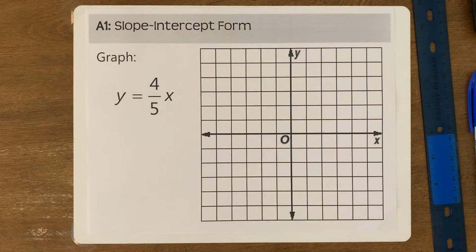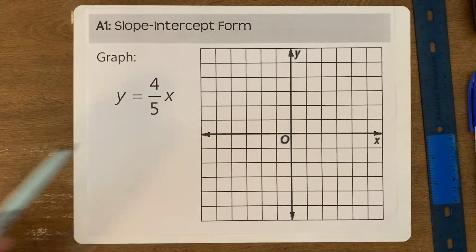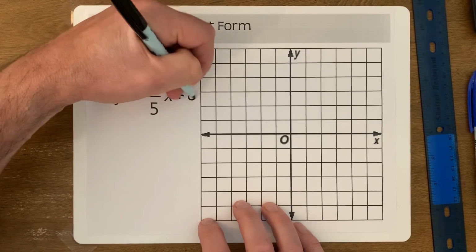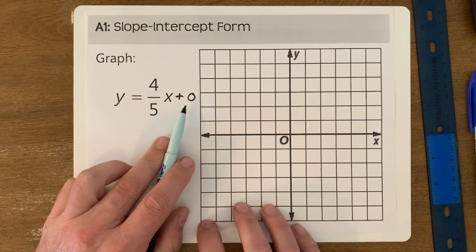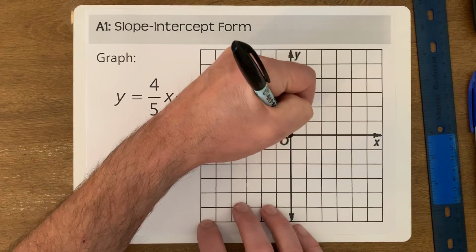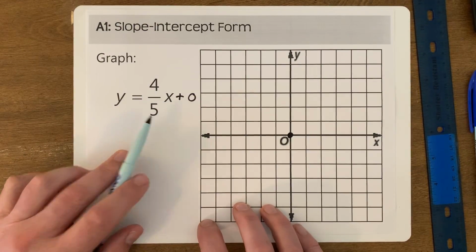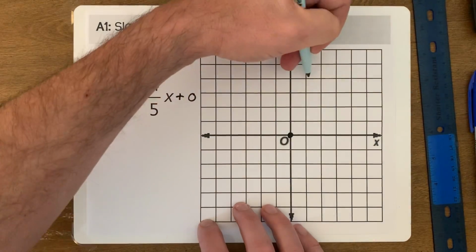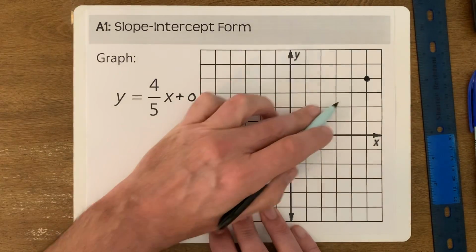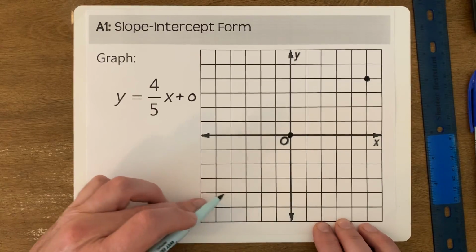Here's one that has no y-intercept, but really it does have a y-intercept. It's not there. And so really there's just a 0 here, a +0 or a -0, but I like to think of it as +0. Where is that? Well, that's just the origin. Origin 0, 0, right? The 4/5 means go up 4 over 5 to the right. 1, 2, 3, 4, 1, 2, 3, 4, 5. Put a dot there. And then now you've got to go down 4 and then back 5. 1, 2, 3, 4, 5.